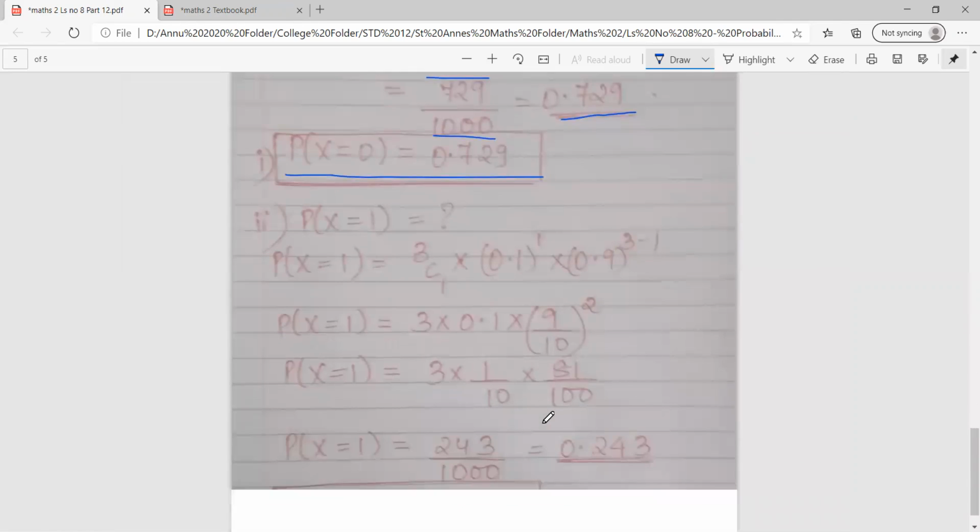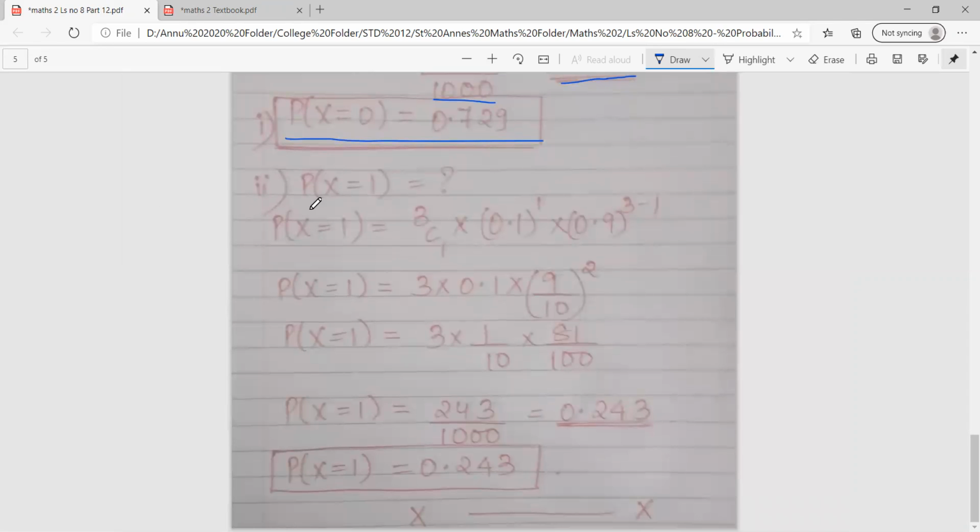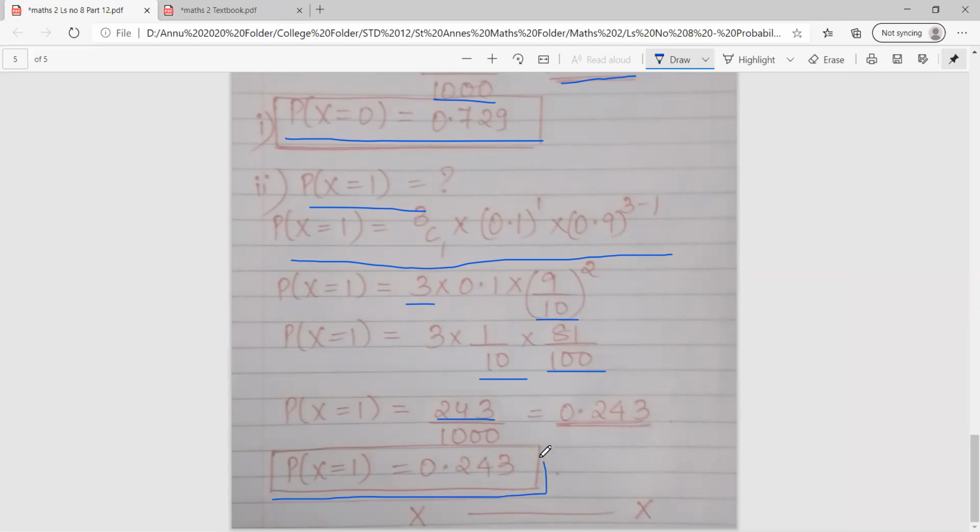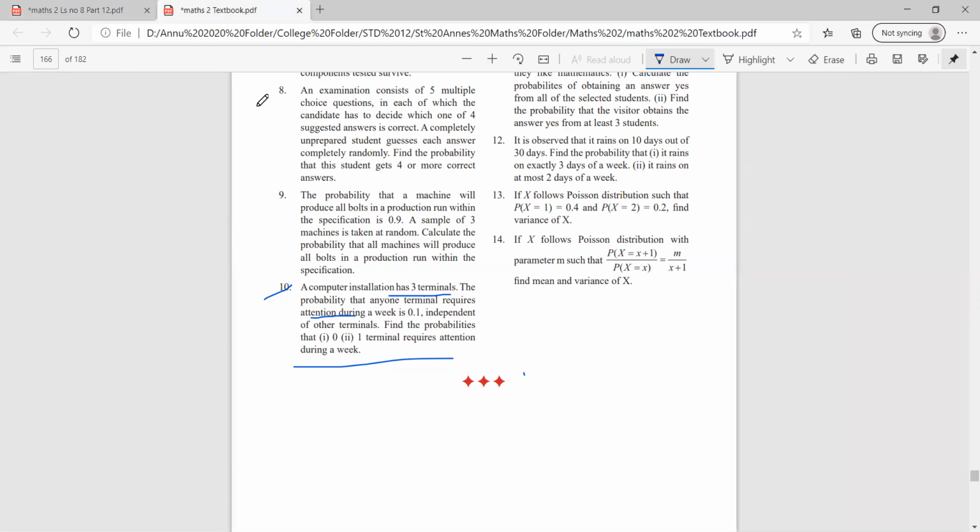Then they have told us next to find out the value of probability of x is equal to 1 terminal. So these are the values I get after putting them in the formula. So 3C1 gives me 3. 0.1 can be written as 1 upon 10. And 0.9 can be written as 9 upon 10 the whole square, which gives me 81 upon 100. On multiplying 3 into 81, I get 243 upon 1000, which is nothing but 0.243. So the final answer is probability of x is equal to 1 is equal to 0.243. So I hope class today we have done 3 word problems and you have followed all the 3.